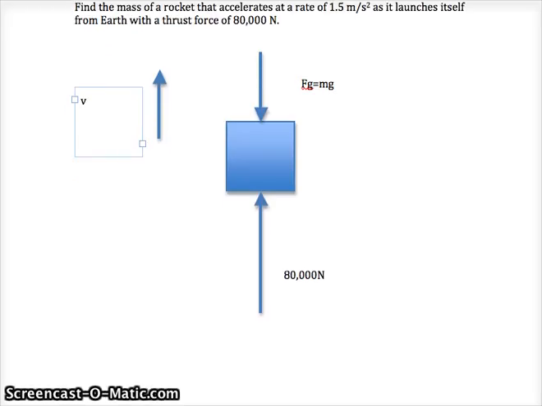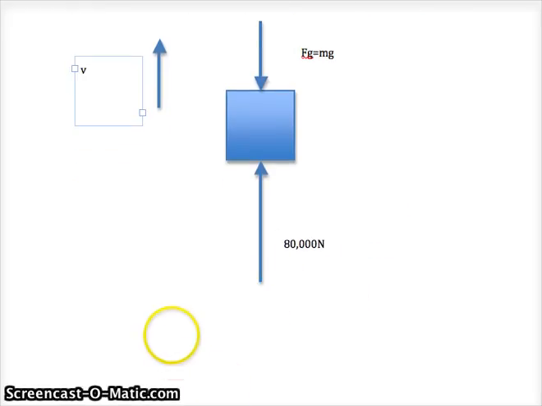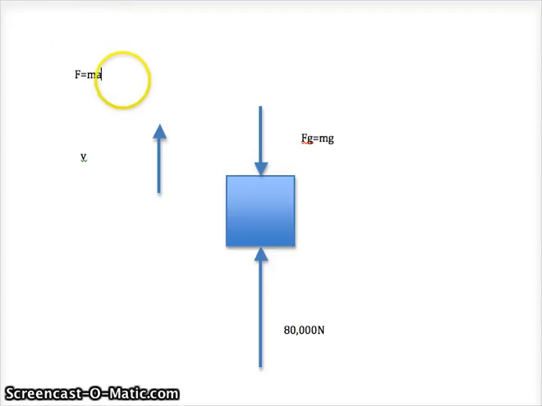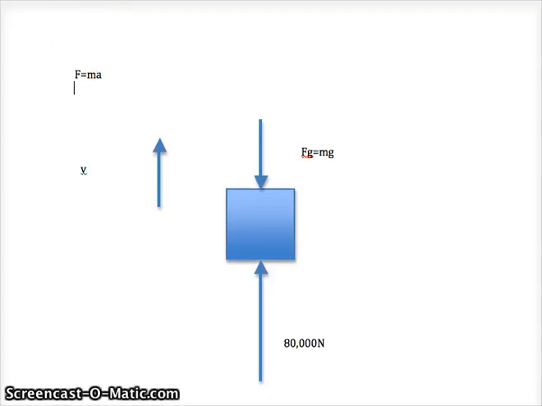So the next step is to set up our Newton's second law equation, which we're going to do down here. We start with F equals ma. There it is. So we have F equals ma. Now that's the net force. And the net force, in this case, is going to be the 80,000 newtons minus mg, and that's equal to ma. Now this is the key step.